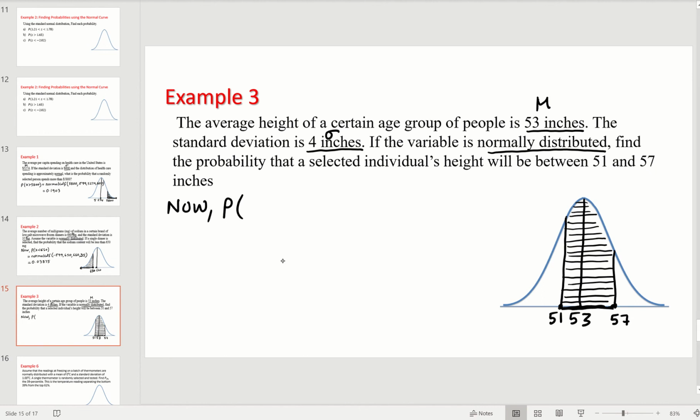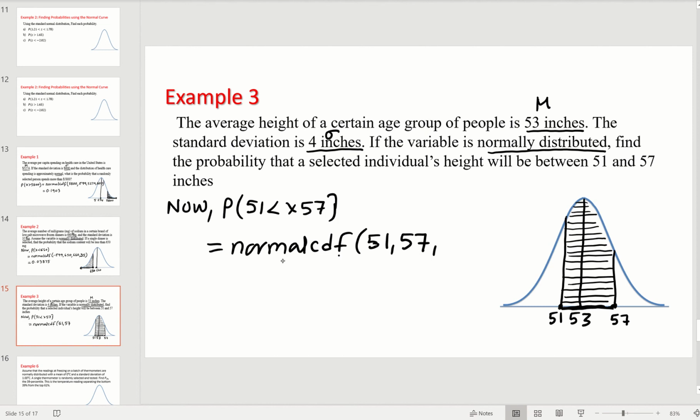The probability that the height is between 51 and 57 is equal to, you know that you can use the calculator to find this. So this is equal to normal CDF. The lower end is 51. The upper end is 57. The mean is 53. The standard deviation is 4. Now we can type this in our calculator.